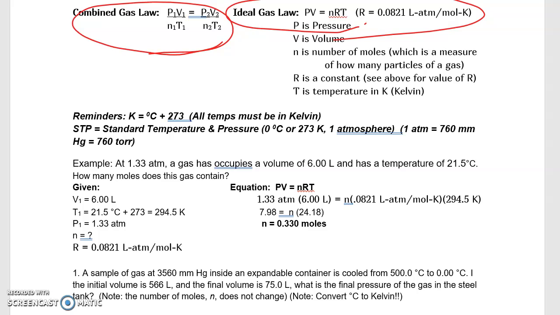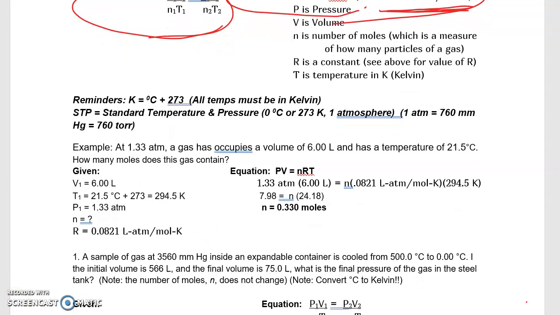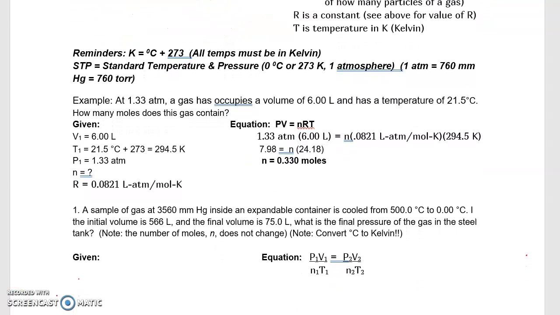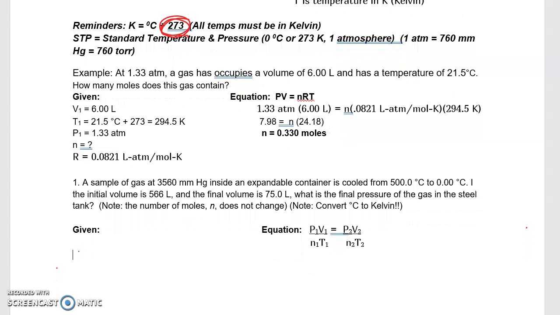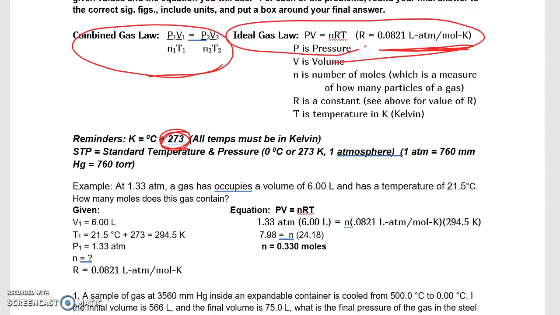R, which is always a constant. It's the same 0.0821, and has this complicated set of units, and then a temperature. And so this lists what all of those things stand for. The other thing that you need to consider for these problems is that the temperature always has to be converted into Kelvin. You always do that by adding 273 to a temperature that's given in Celsius. And for the PV=nRT problems, you need to use liters, atmospheres, and Kelvin. For the combined gas law, you could use a different unit of pressure, or you could use milliliters instead. You still have to use Kelvin.